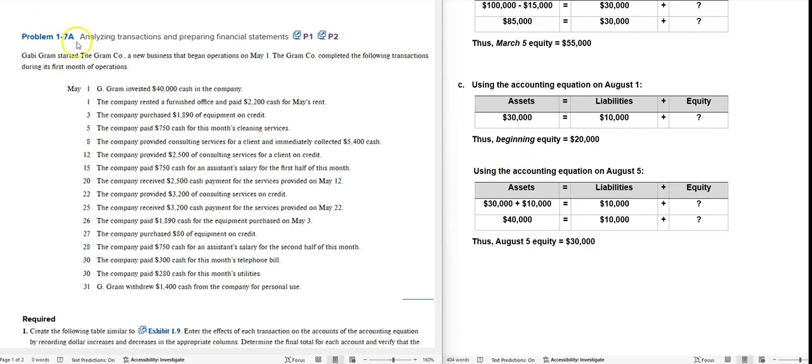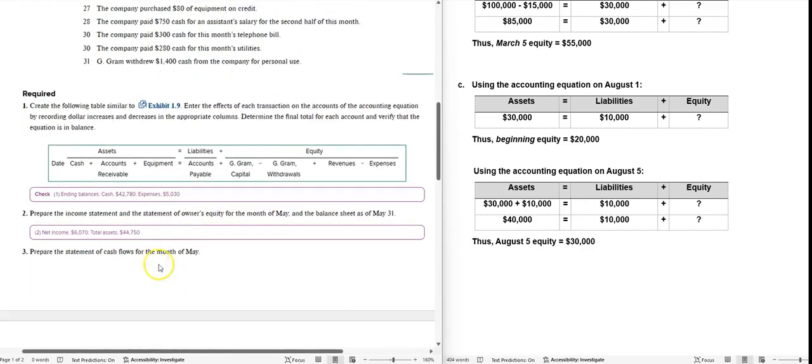All right, now that we have reminded ourselves or worked with that basic accounting equation, let's apply it to some more transactions. We are going to work with Gabby Graham, who is starting the Graham Company. It's a new business. It's beginning operations on the 1st of May. The Graham Company completed the following transactions during this first month of operations in May.